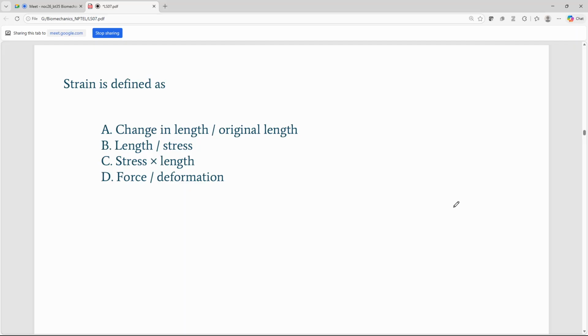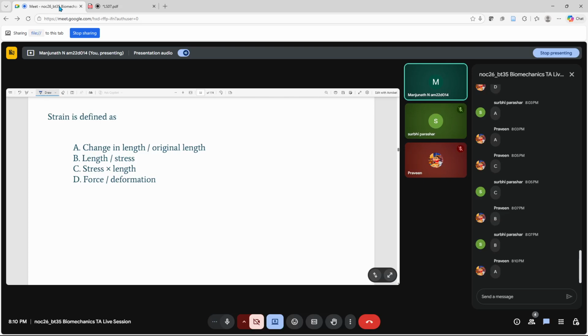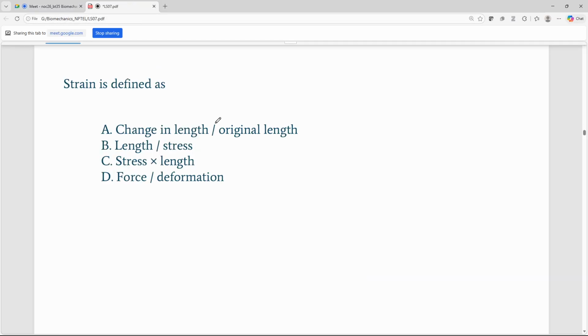Next question, what is strain? Strain is defined as the following. Option A, change in length by original length. Option B, length by stress. Option C, stress into length. Option D, force by deformation. What is the definition for strain? Yes, the answer is option A.